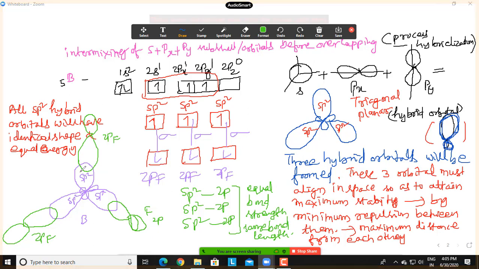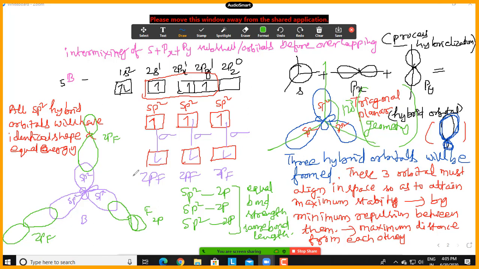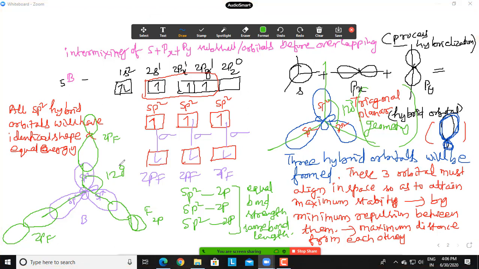And they will show a geometry that is called trigonal planar geometry. Since it is trigonal planar, the bond angle between them will be 120 degrees. When the experiment is done, this is confirmed. If this is confirmed, then the intermixing of hybrid orbitals before overlapping is accepted.